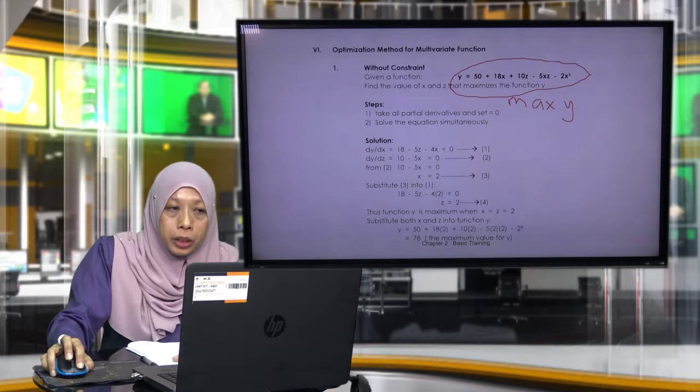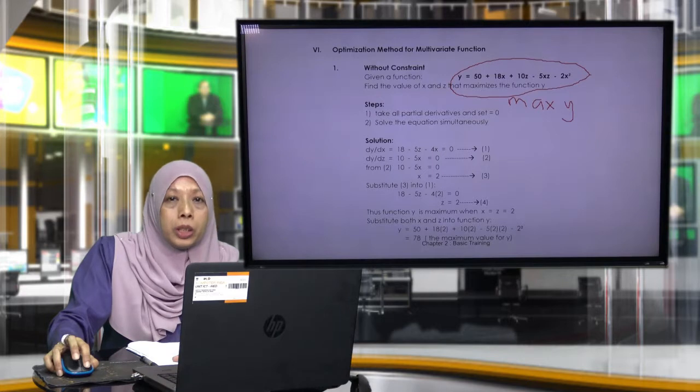And the last component, if you differentiate it, you're going to get 4x. So this is the product of differentiating the y function with respect to x. Now you need to differentiate the function with respect to z.